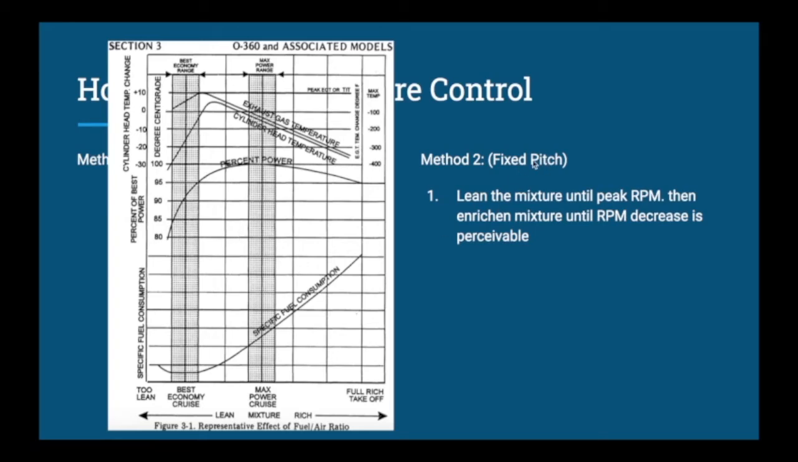Now, method number 2 works on a fixed pitch propeller, and all you're going to do is lean the mixture until you're at the peak RPM, and then as you lean it and it starts to decrease, once that decrease is perceivable, you'll want to go back rich, and that's going to bring you back up to the peak power. So the peak RPM is our peak power. If you can set that mixture to the highest RPM setting you can get, that's also a quick method of finding that.